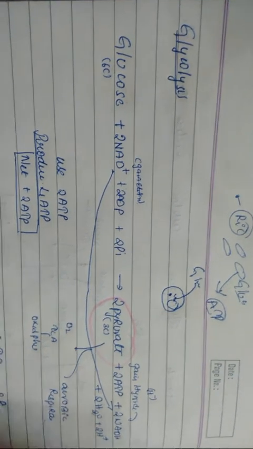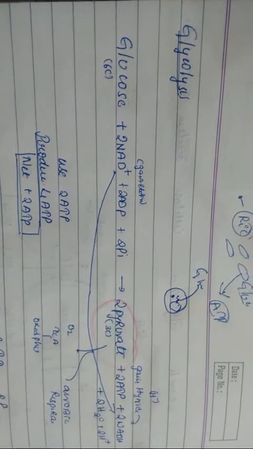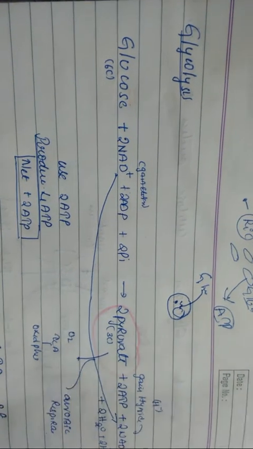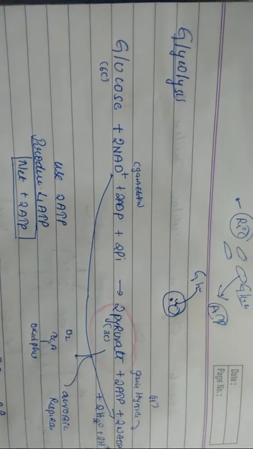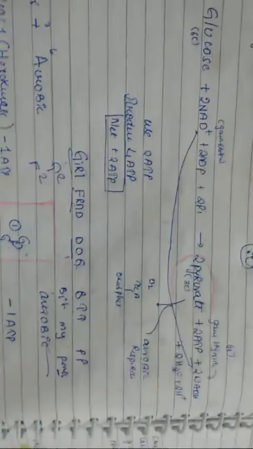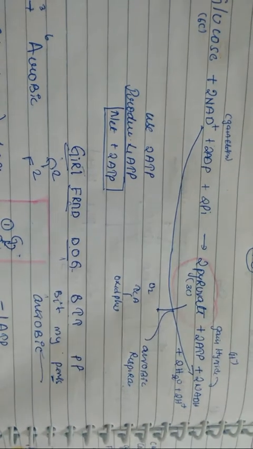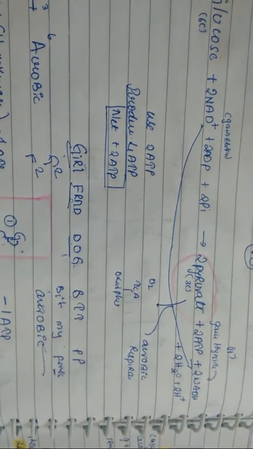So what is it trying to tell us? It uses 2 ATP and produces 4 ATP, right? So now let us understand the glycolysis cycle perfectly. Let me take this section. You already know the mnemonic now. You already know that: girlfriend dog bit my pant, or non-veg guys. Okay, fine. Let us understand that.